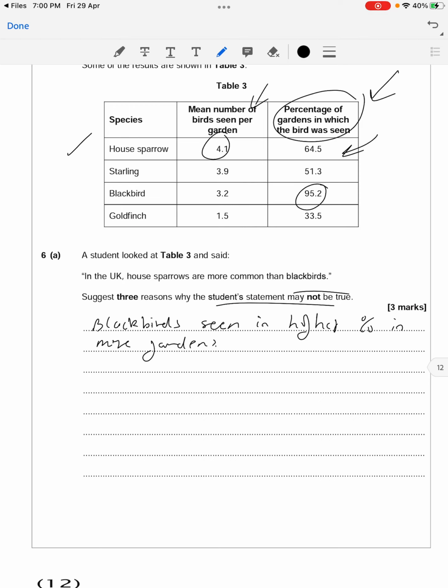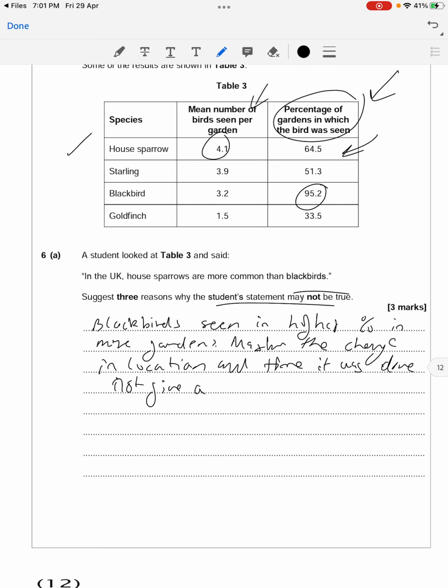Also, this is only done in gardens. Maybe the change in locations could affect the results. Change in locations and the time it was done is not a fair conclusion. It does not give a fair statement of conclusion.